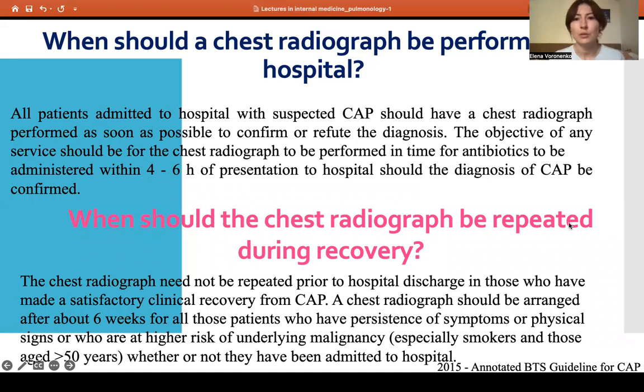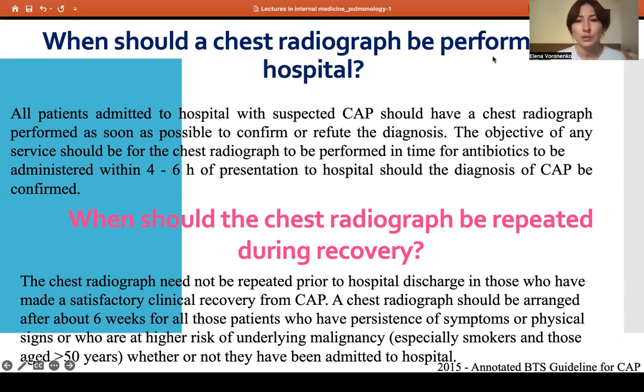When should a chest radiograph be performed in hospital? All patients admitted to hospital with suspected CAP should have a chest radiograph performed as soon as possible to confirm or refute the diagnosis. The objective of any service should be for the chest radiograph to be performed in time for antibiotics to be administered within 4-6 hours of presentation to hospital, should the diagnosis of CAP be confirmed.